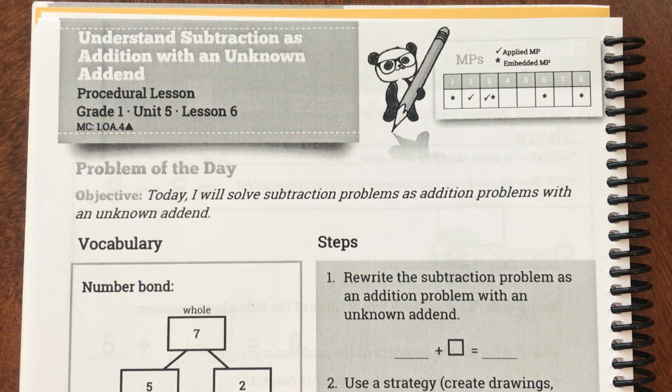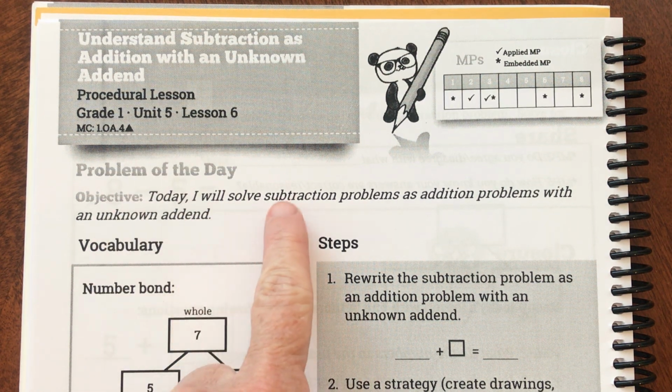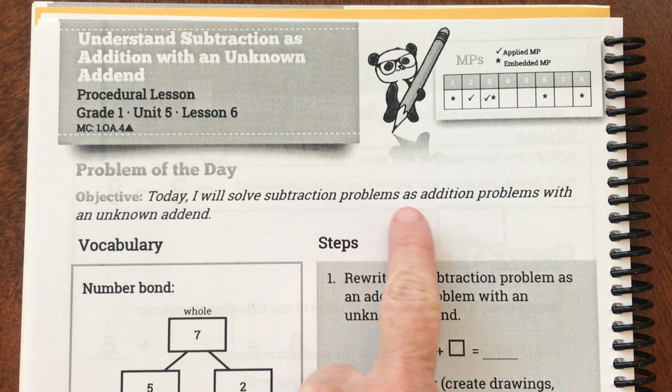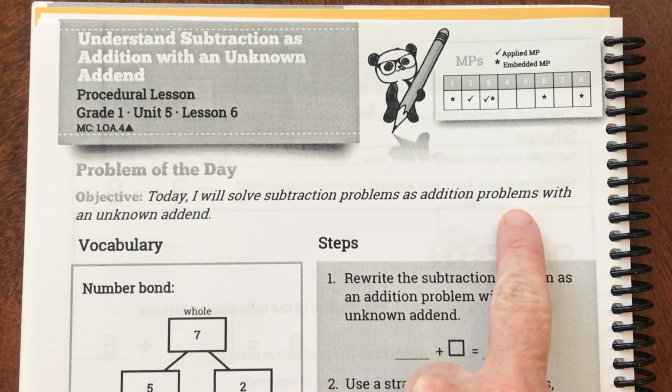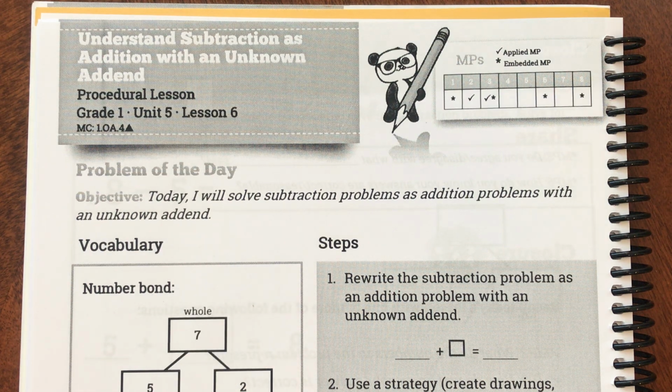Today we are on page 27 of your student journal, page 27. And our objective today is, I will solve subtraction problems as addition problems with an unknown addend. So let's look at that again.